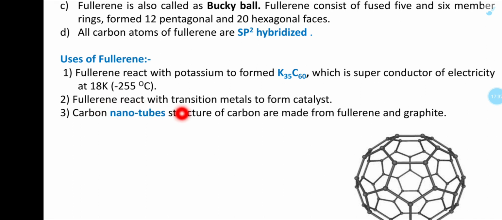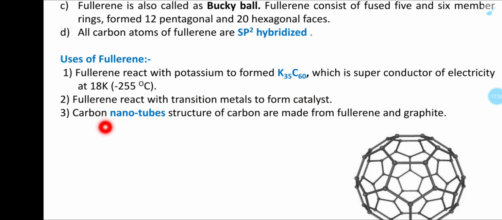Fullerene reacts with most transition metals to form catalysts. So this may be used as a phase transfer catalyst, and most transition metals are used as catalysts. So fullerene also reacts with transition metals and forms a very good catalyst for chemical reactions.